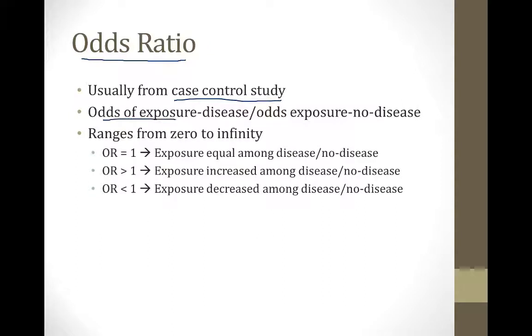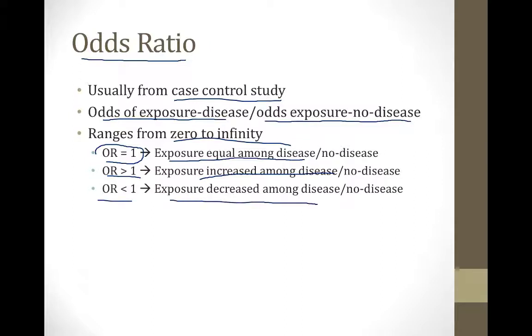It's the odds of exposure among disease patients divided by the odds of exposure among patients with no disease. And it ranges from 0 to infinity, just like the risk ratio. Once again, an odds ratio of 1 means exposure is equal among patients with disease and no disease. An odds ratio greater than 1 means exposure is increased among patients with disease. And an odds ratio less than 1 means there's less exposure among patients with disease compared to no disease.